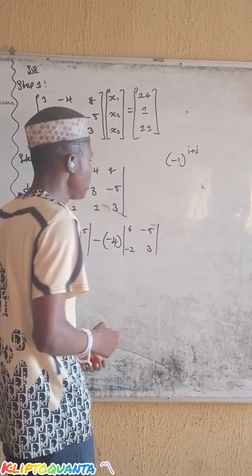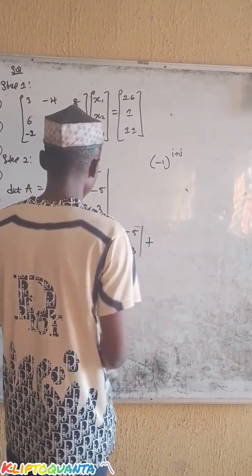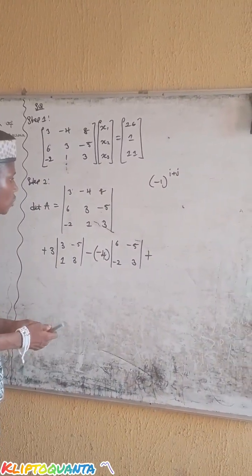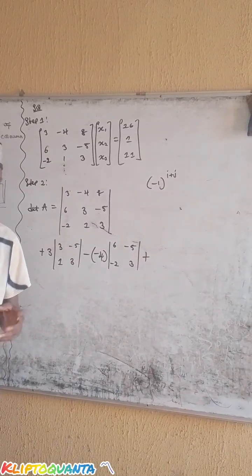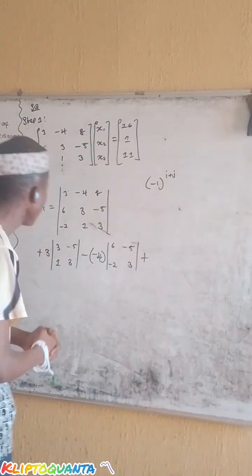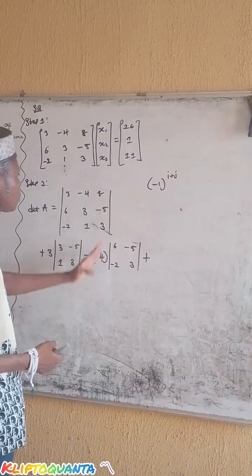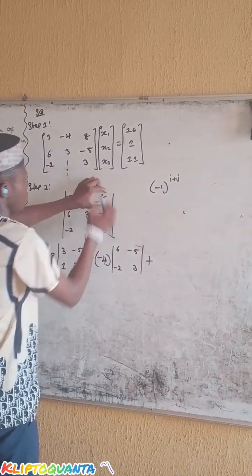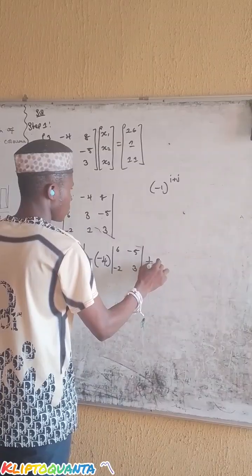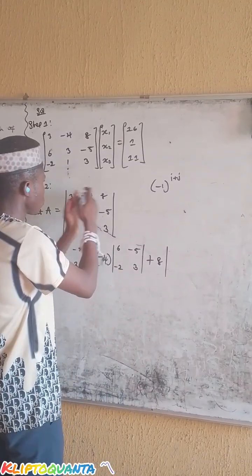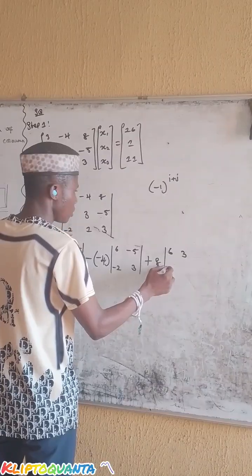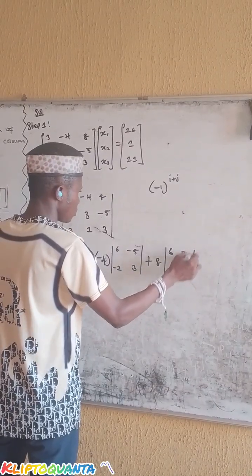The last part is positive. So it's positive, negative, positive. Next, we eliminate the third column, but still the first row. Where do they all meet? They meet at 8, so we have plus 8. Then we find the determinant of the matrix we spare, which is 6, 3, -2, 1. So from here we find determinants. We don't need to stress ourselves.